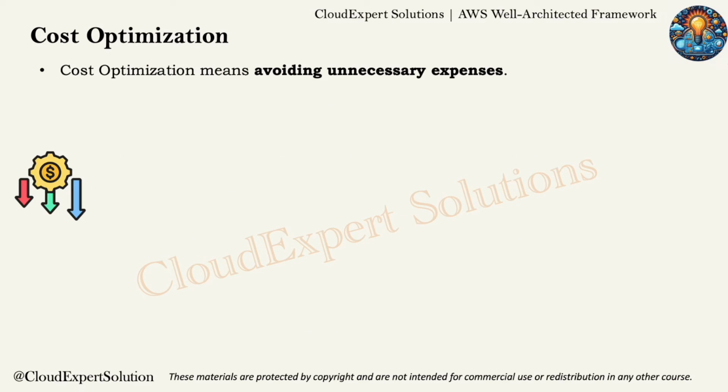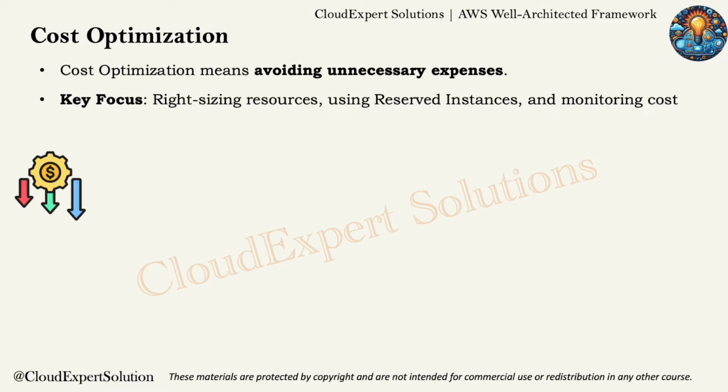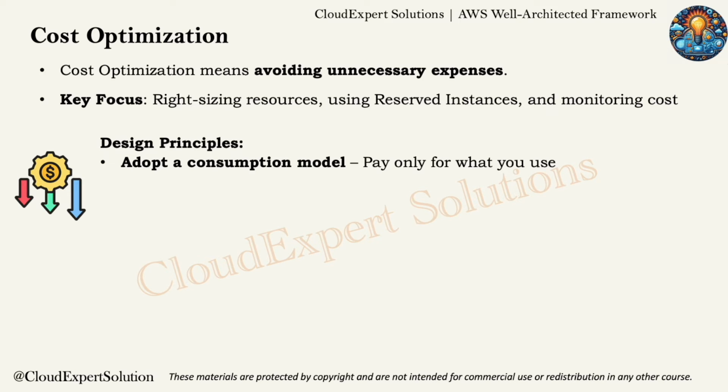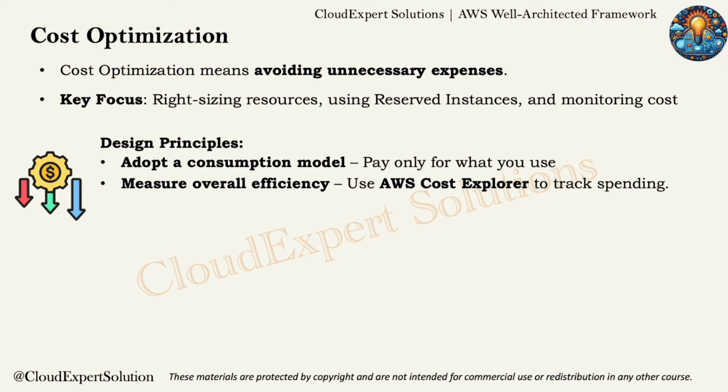Cost optimization means avoiding unnecessary expenses. Here the key focus areas are right sizing resources, using reserved instances or AWS Savings Plans, and monitoring your cost. In terms of design principles, AWS recommends you adopt a consumption model and pay only for what you use. That means you can go serverless using AWS Lambda or Amazon S3 for storage. You should measure overall efficiency, and you can use AWS Cost Explorer to track your spending.